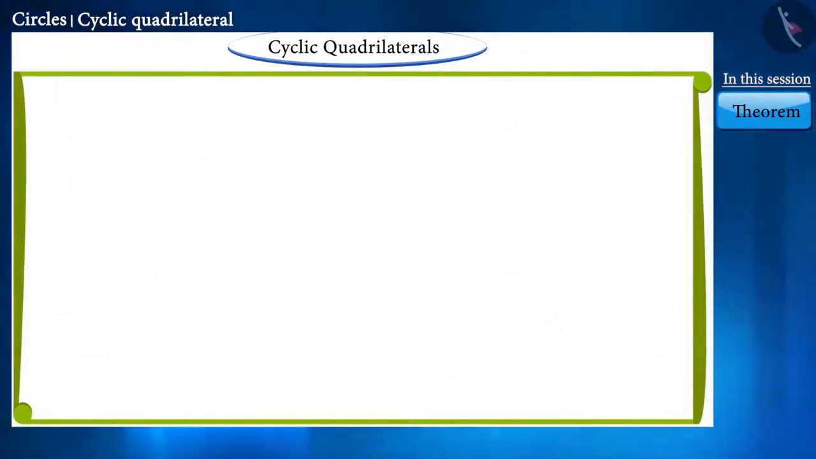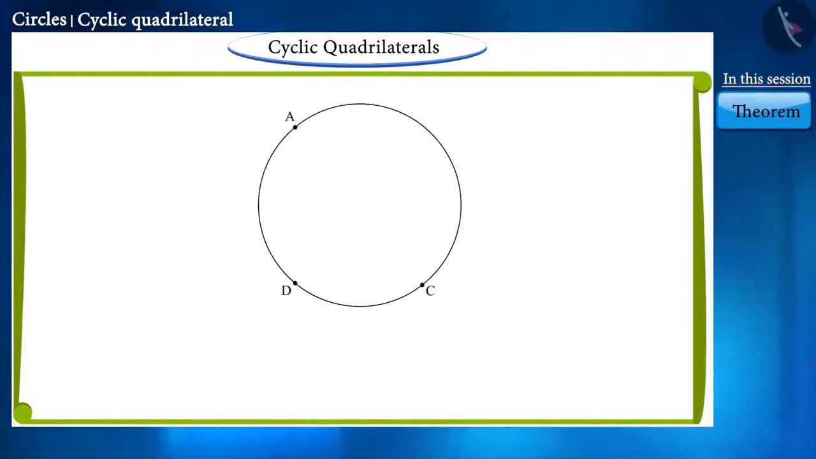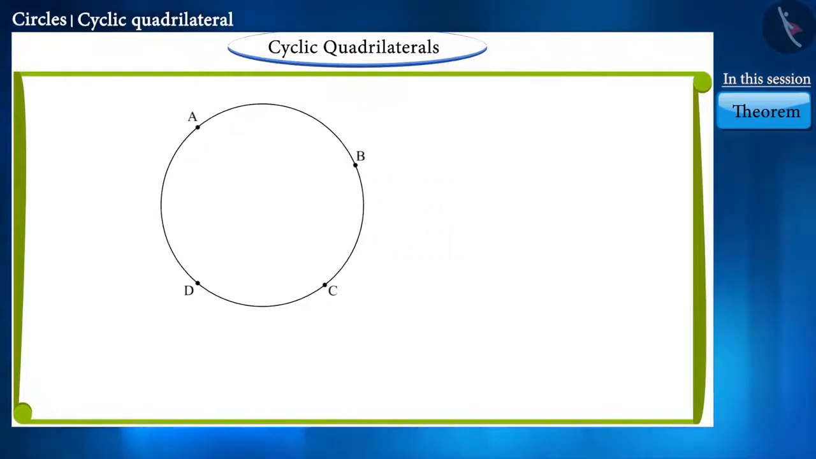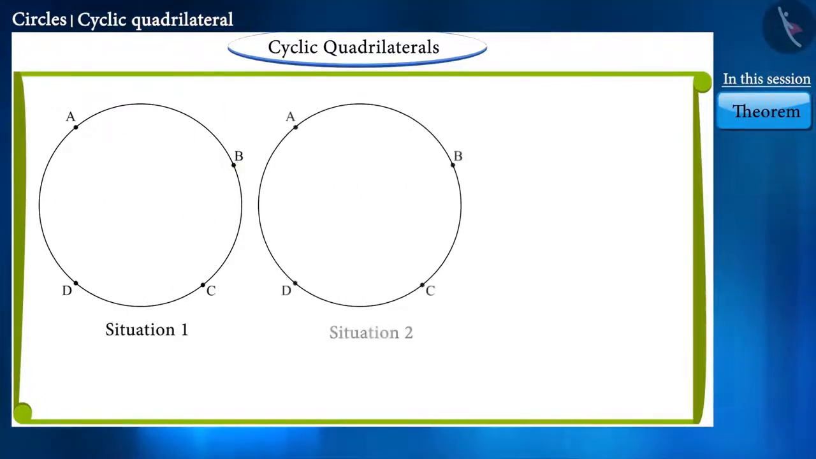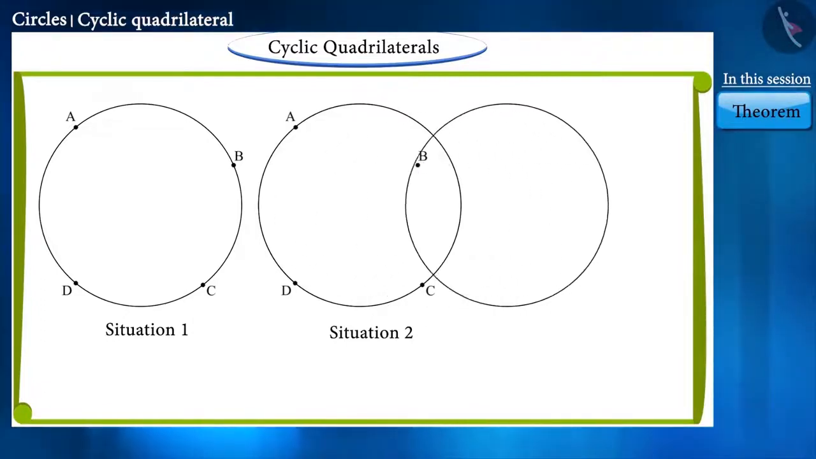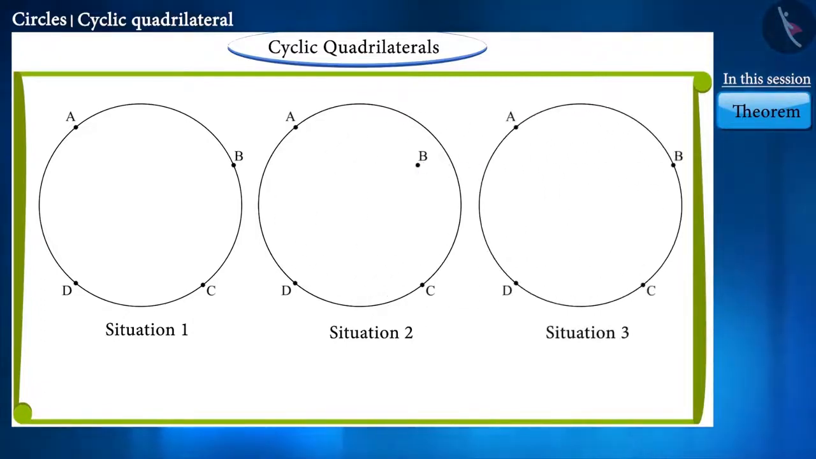Friends, we know that we can draw one circle passing through three non-collinear points. If we are given a fourth point here, three situations may arise. It is possible that the point is located on the circle itself. It could also be located in the interior of the circle. And it could also be on the exterior part of the circle.